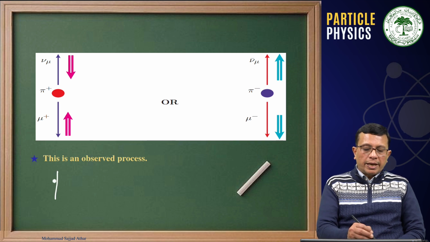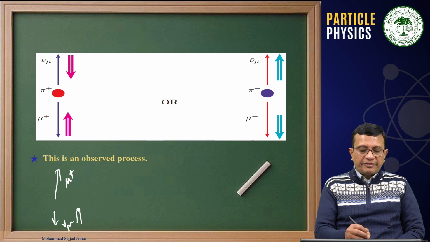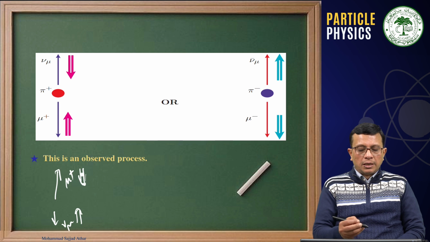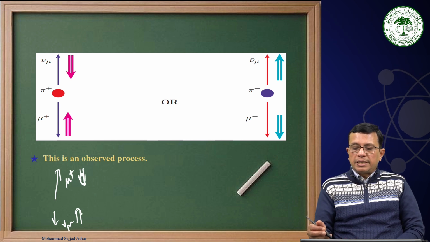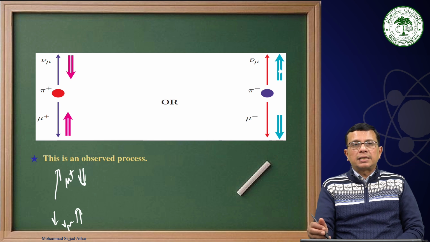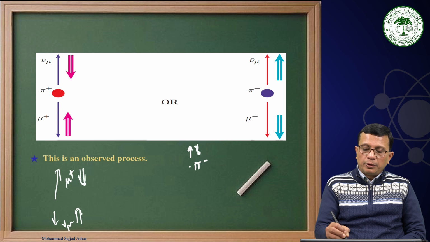But equally, you can make this choice also: mu plus is going in the upward direction and nu mu in the downward direction. And since nu mu is a left-handed particle, your mu plus is a left-handed particle. Now here also you can do the same and you can say that mu minus is right-handed as the antineutrino is right-handed. Therefore, the important point is that if I am talking about pi minus, for example, here we have nu mu bar, here we have mu minus.